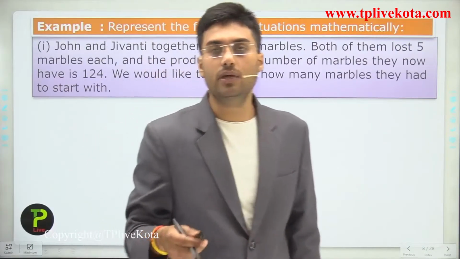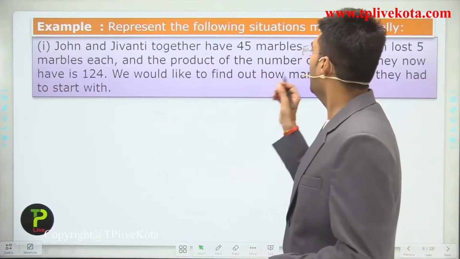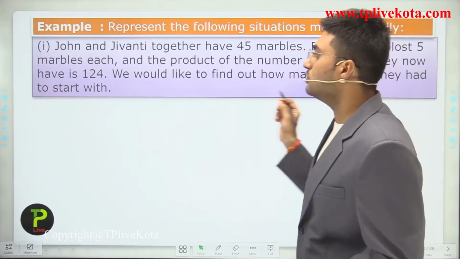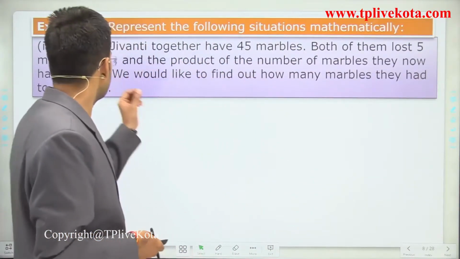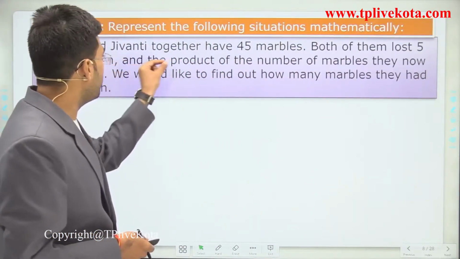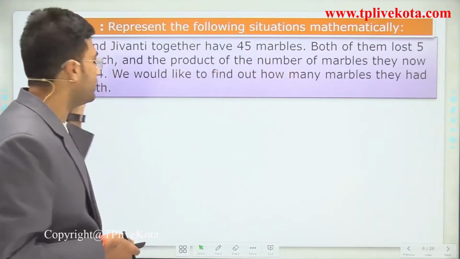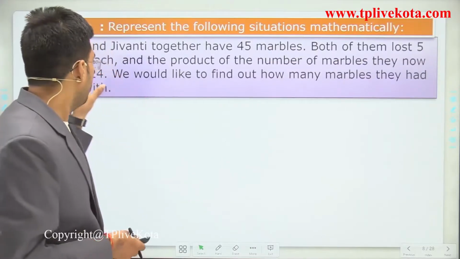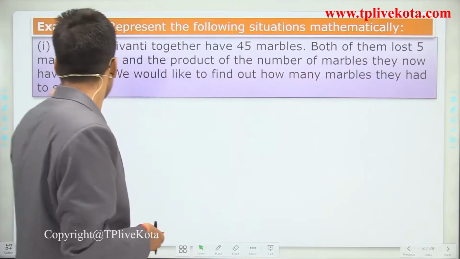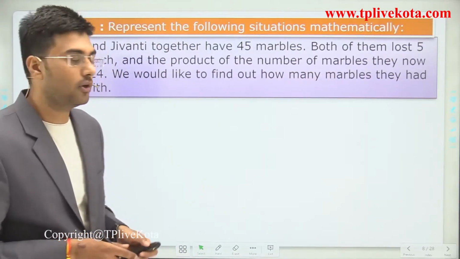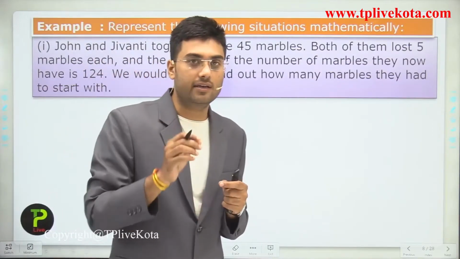John and Jayanti together have 45 marbles. Both of them lost 5 marbles each, and the product of the number of marbles they now have is 124. We would like to find out how many marbles they had to start with. That means we have to find the number of marbles at the starting.